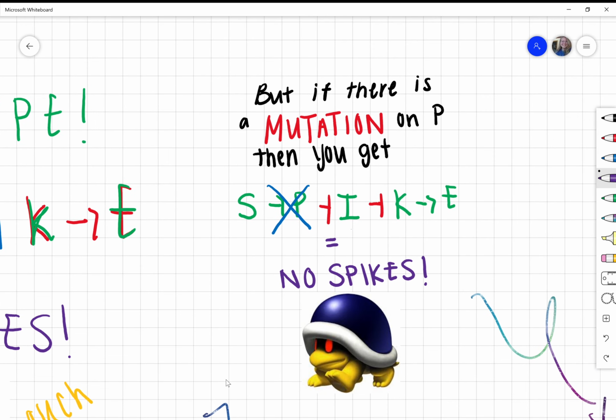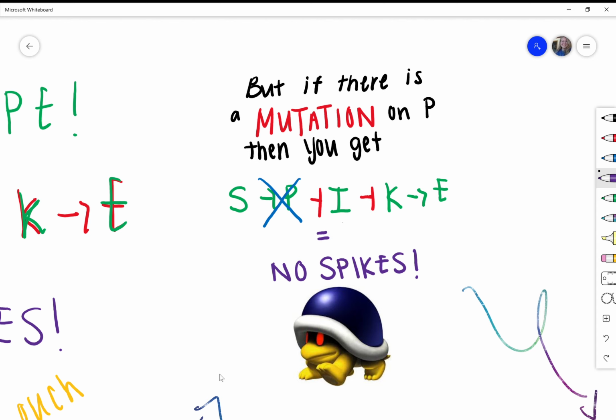Now, if there is a mutation on the P, I will be unblocked. And now that I is unblocked, it blocks the K, which is unable to promote E. And without E, no spikes develop, so we get a smooth top shell.